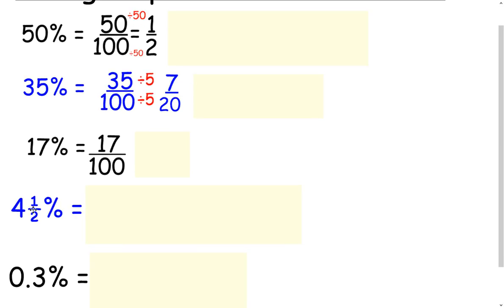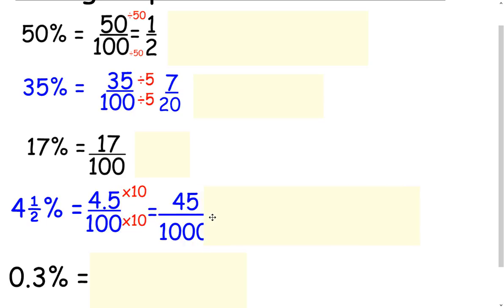Okay, so we have 4.5 over 100. It's going to look like this. We're going to make it into 4.5 as a decimal. We don't like decimals in the numerator, or anywhere in the fraction actually, so we're going to multiply the top and bottom by 10 to clear that decimal out. We end up with 45 over 1,000. And now we can divide the top and bottom by 5, and we get 9 over 200.